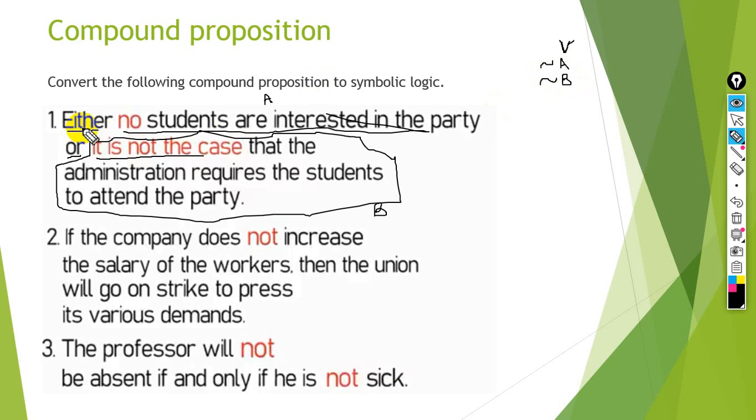So here we have found either... or. How will we represent this complete proposition using symbolic logic? We can use tilde A wedge tilde B. Both statements are negative, and both of them are combined by which symbol? Here we have either, then the first statement A, and then or, the second proposition.